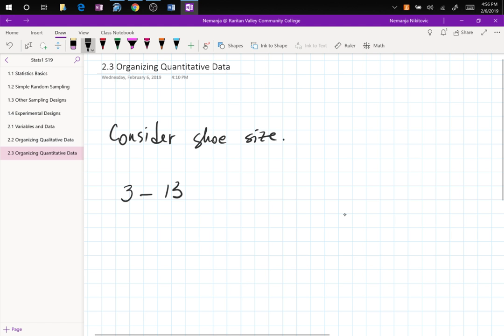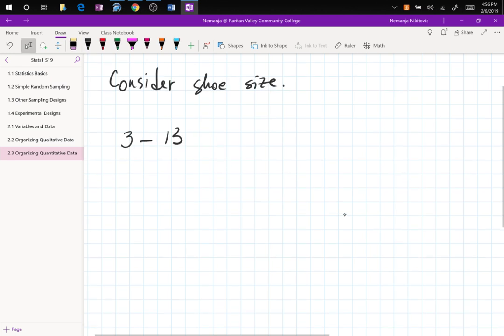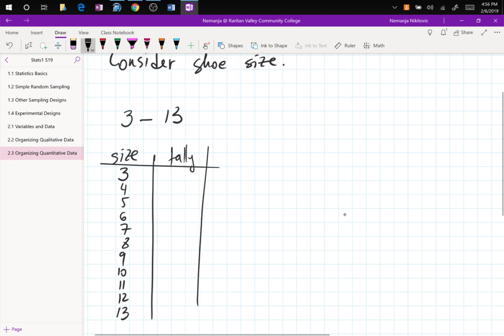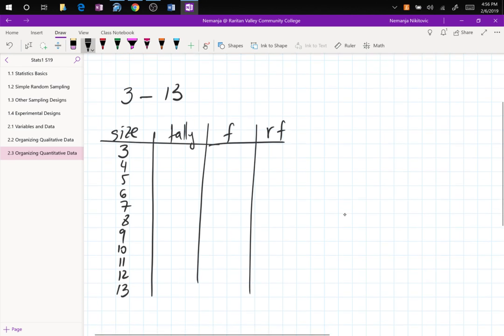Now, these are the sizes. What we actually have is 3, 4, 5, 6, 7, 8, 9, 10, 11, 12, and 13. So this would be the size. And then we are going to have, again, tally, which is going to be a number of people having each one of these sizes, and then we'll have the frequency, and then we're going to have relative frequency.